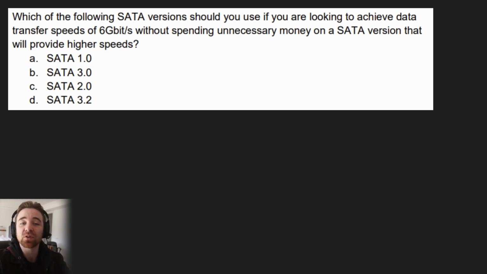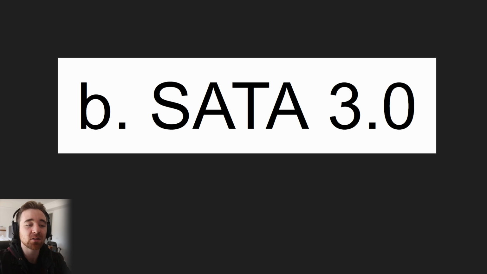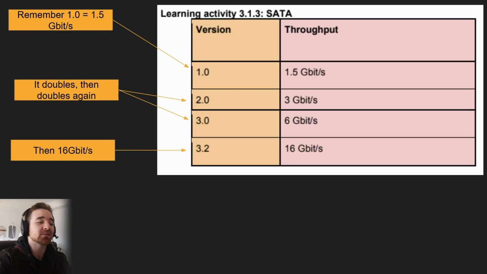As usual, pause the video right now if you need time to think about this one. We're going to head into the answer. 3, 2, 1. The answer is B, SATA 3.0. And the reason being is you really just need to know the speeds. It's very, very annoying because there's so many different cables that you'll need to know the speeds of, right? But it's just what we have to do for the exam.